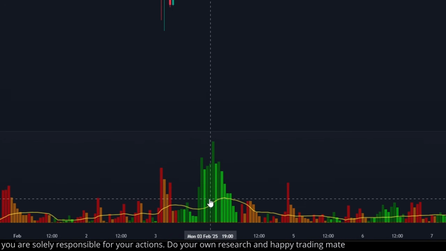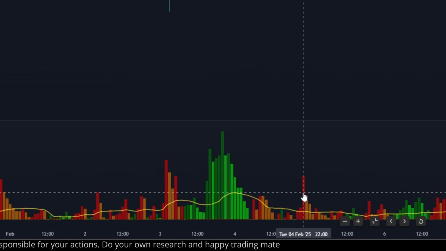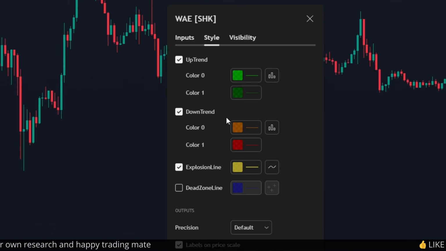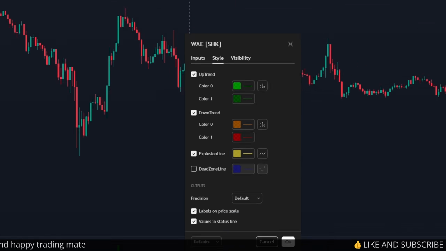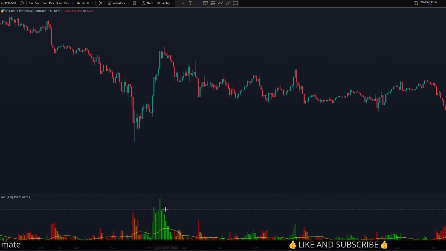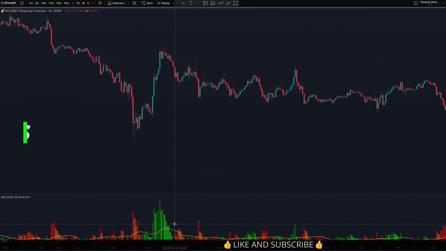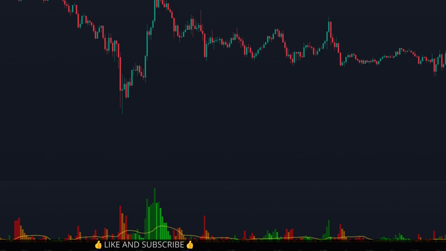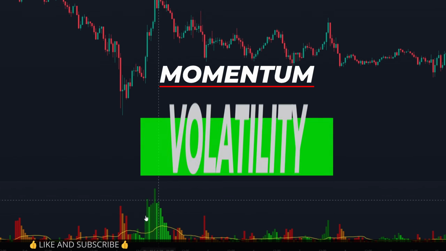As you can see, this indicator has green histogram bars and red histogram bars. Their names are the uptrend, the green ones, and the downtrend, the red ones. The main function of the Waddah Attar Explosion is to identify strong price movement and potential breakout opportunities in the market. It combines elements of momentum and volatility.